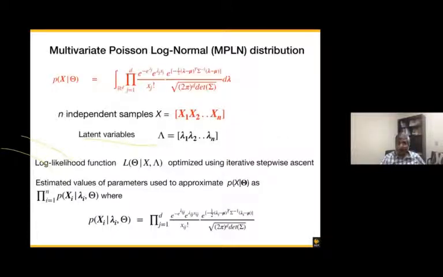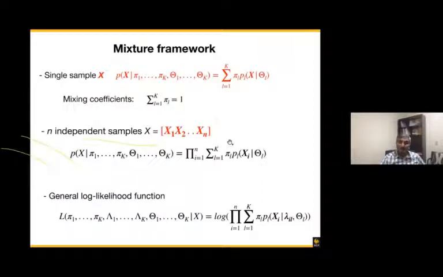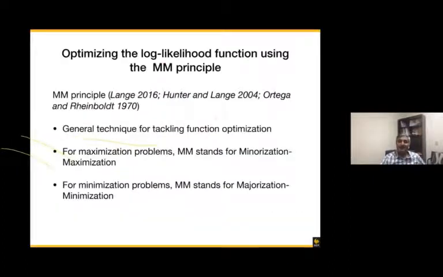And so what we ended up having to do to estimate the parameters in this situation, again, just reminding you all, our goal is, given the sample taxa matrix, to identify the K underlying distributions that generated these data, right? And so we treat this as a likelihood framework, and then we end up not doing EM, because you can't do EM directly because of the complexity involved with the MPLN distribution definition. We end up actually optimizing it using a technique called MM. In our case, MM stands for minorization maximization.